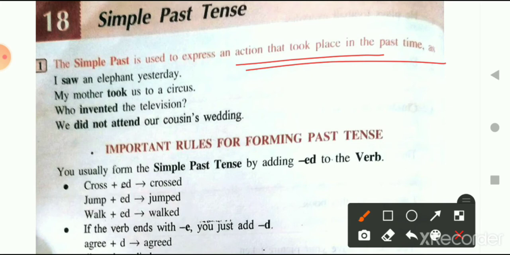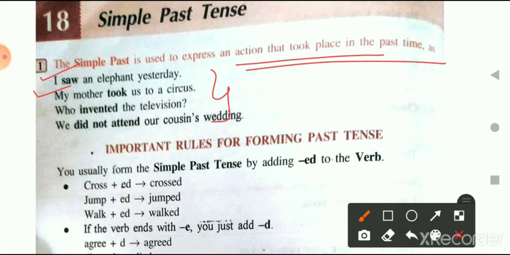So what is the meaning of this sentence? That the speaker saw an elephant, but when he saw the elephant, it was yesterday, which has already happened, right? So that is past tense, simple past tense. My mother took us to a circus. Took us to a circus means her mother took her to the circus. So these are the examples of simple past tense.